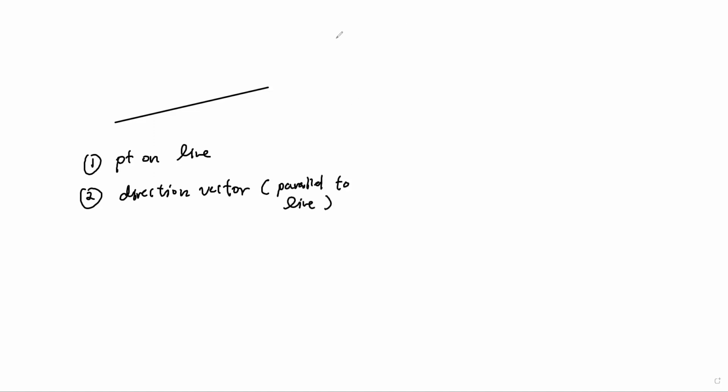For instance, let me assign a point. Let's say this is point A that is on the line, and point A has coordinates (1, 2, 3). Then I'm going to assign a direction vector. You can see this blue vector, so let it be the direction vector. Let's say it's (4, 5, 6). Then our equation of the line would be (1, 2, 3) plus lambda (4, 5, 6).